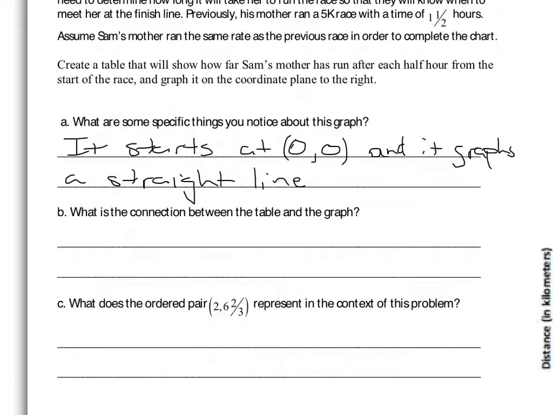So it starts at 0, 0 and graphs a straight line. What is the connection between the table and the graph? So as we look at the graph and the table, we should see that the hours are on the x axis and the kilometers on the y.